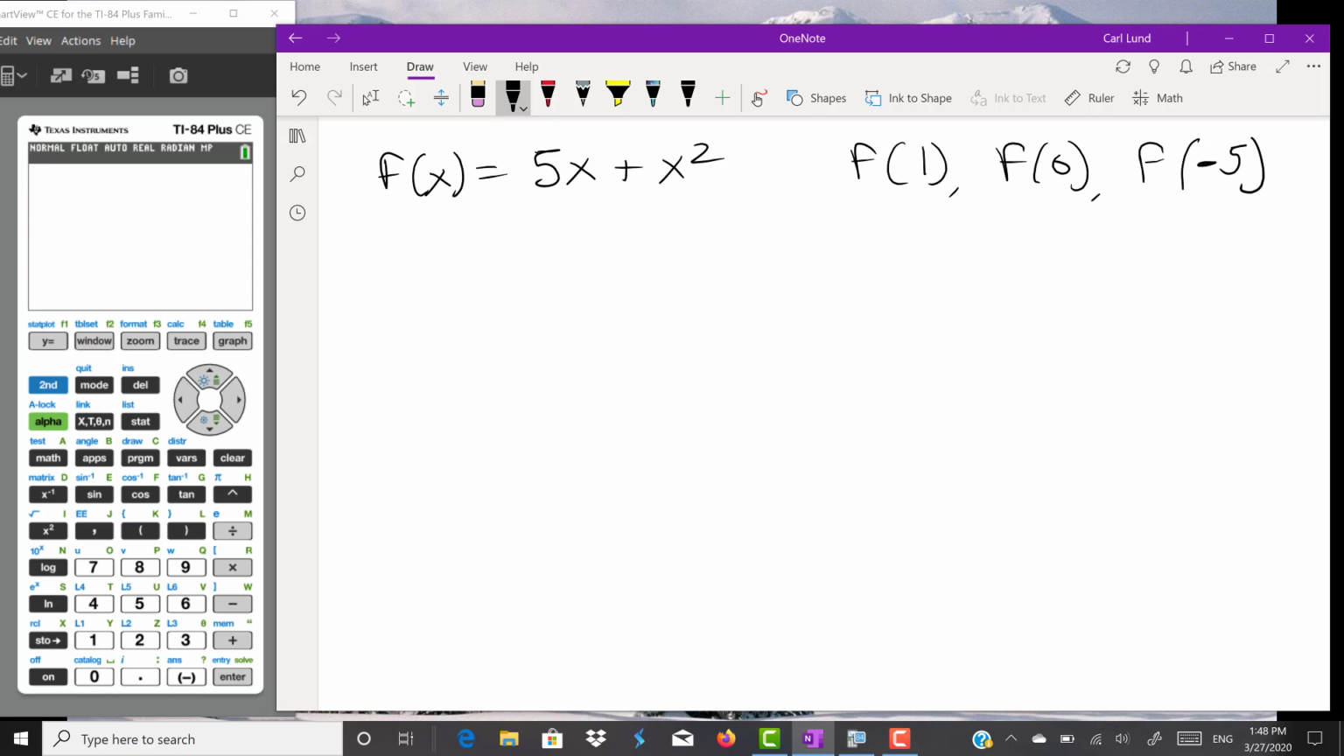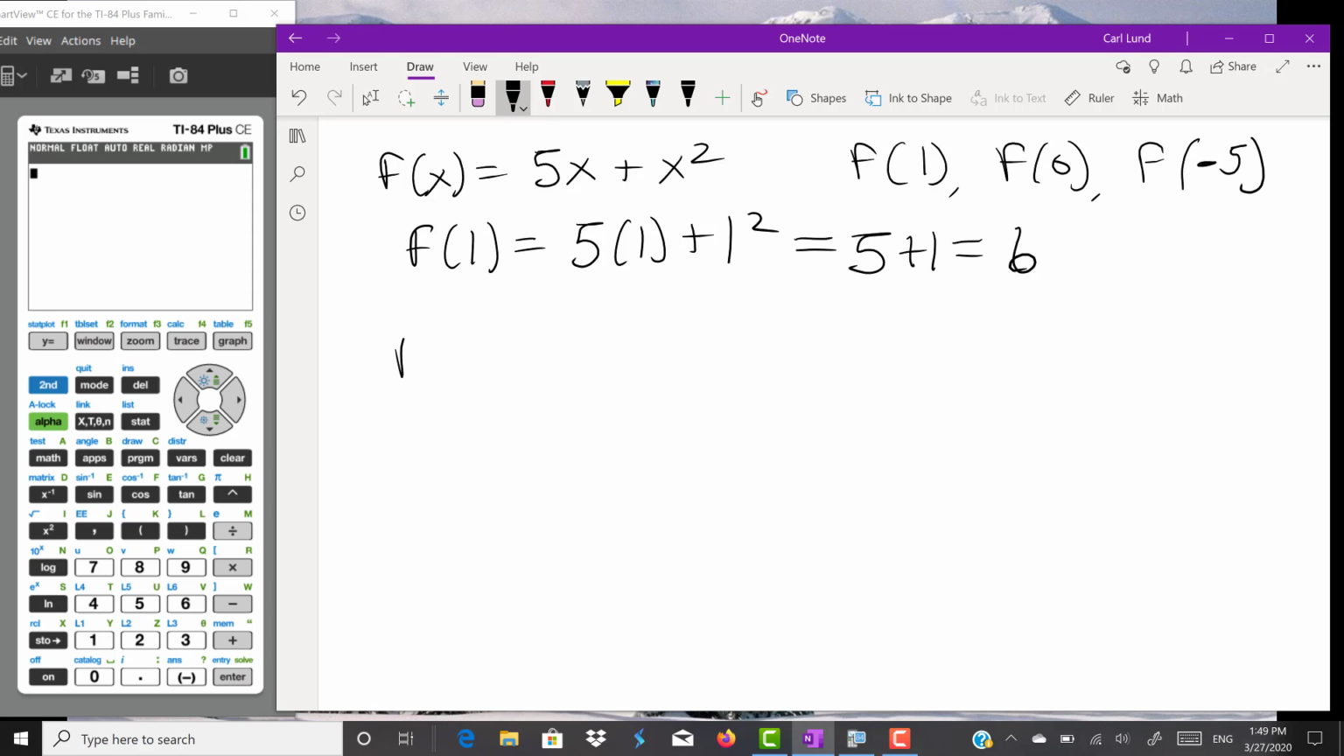All right, so I have this function, f of x equals 5x plus x squared. I'm going to evaluate this function for these three values: f of 1, f of 0, and f of negative 5. So the first thing I'm going to do is f of 1. I'm going to rewrite this as f of 1 equals 5 times 1 plus 1 squared. 5 times 1 is 5. 1 squared is 1. So f of 1 equals 6.